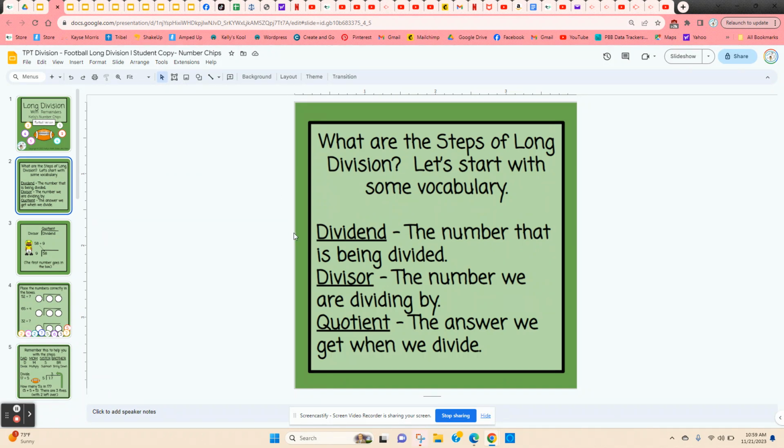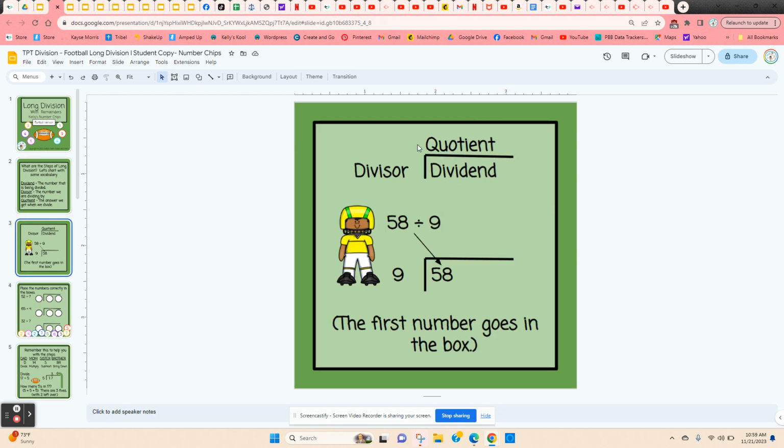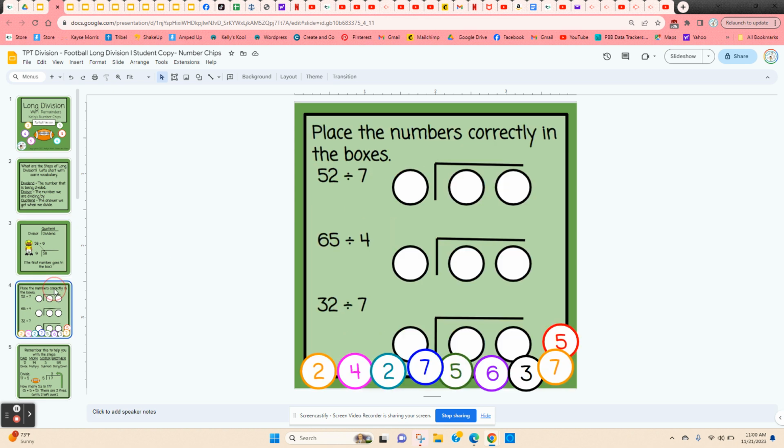It starts with some definition of some vocabulary: dividend, divisor, and quotient, and it shows where each of these terms go in the problem. So 58 divided by 9, this would be the dividend, goes in the box, that first number. Students are going to start on slide 4.